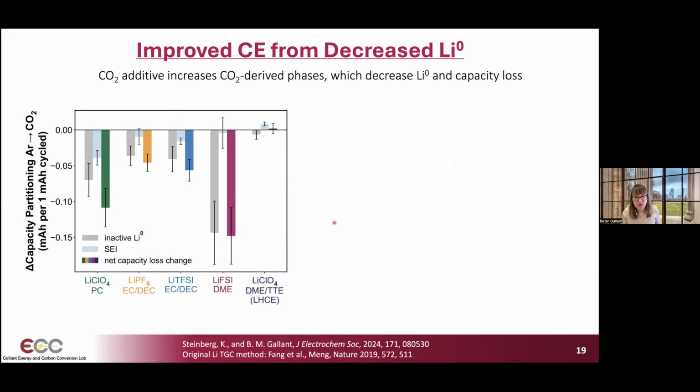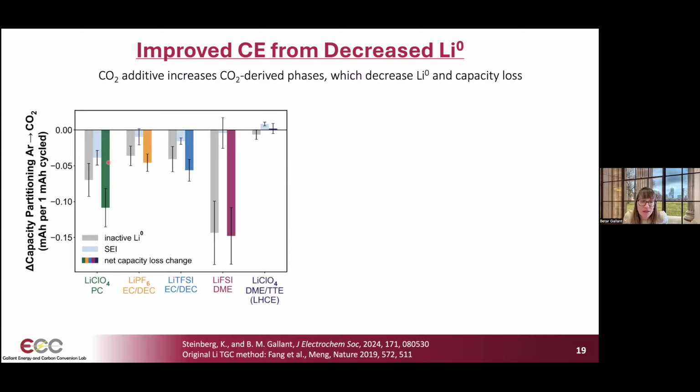So we use our titration methods to examine the capacity loss partitioning between dead lithium and SEI for each electrolyte. This graph is a little complex, but the y-axis is showing the total change in capacity loss before and after CO2 for each electrolyte. A value below the x-axis, so anything negative, means that the capacity loss corresponding to that mode decreased. The solid bar in each case is the total capacity loss.